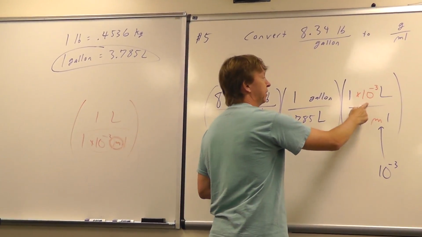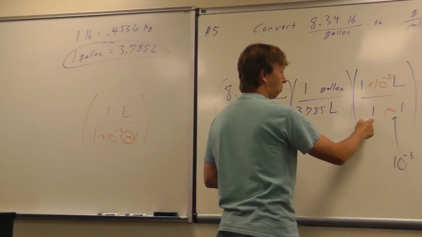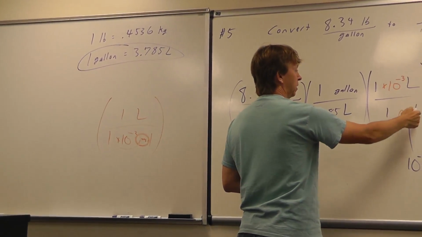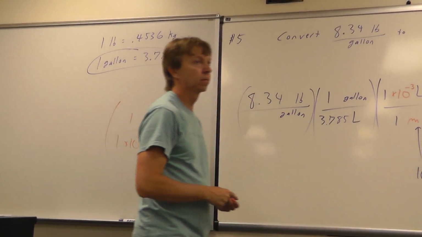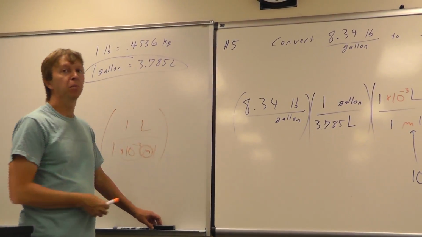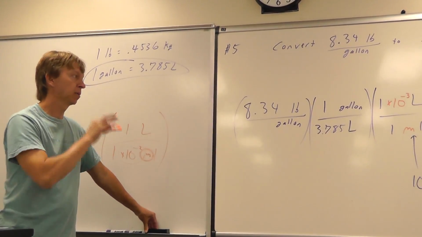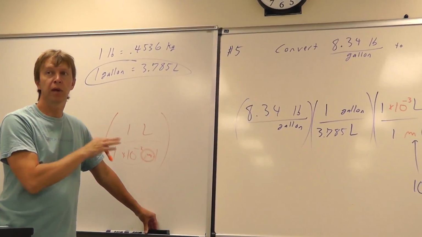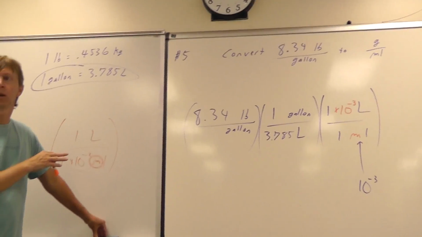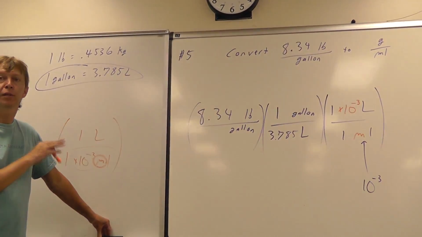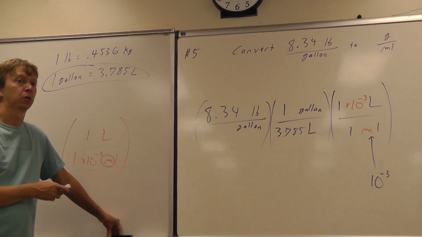This is 1 times 10 to the negative 3 liters. This is also 1 times 10 to the negative 3 liters. It reads the same in both. It is the same in both. Question with that one term and what I've highlighted there. That is an extremely common mistake.